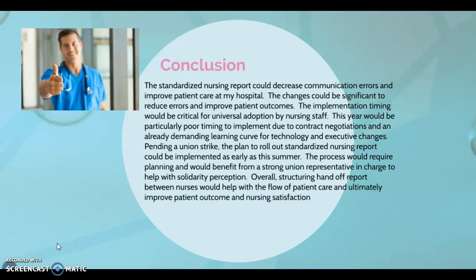This year would be particularly poor timing to implement due to the contract negotiations in the upcoming months, and an already demanding learning curve for technology and executive changes. Pending a union strike, the plan to roll out standardized nursing report could be implemented as early as this summer. The process would require planning and benefit from a strong union representative charged to help with solidarity perception.